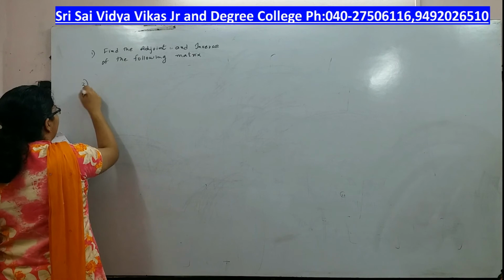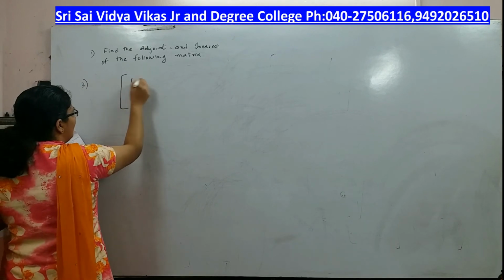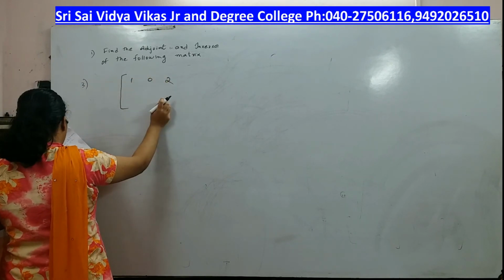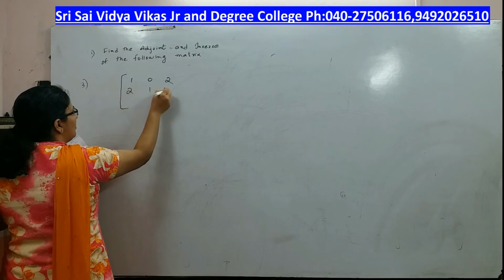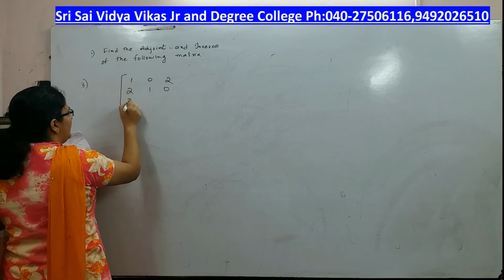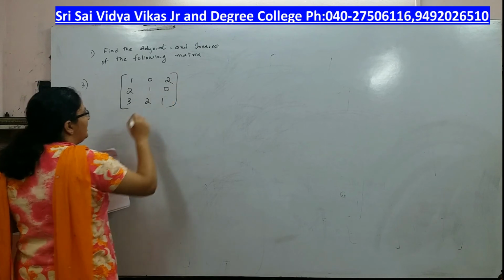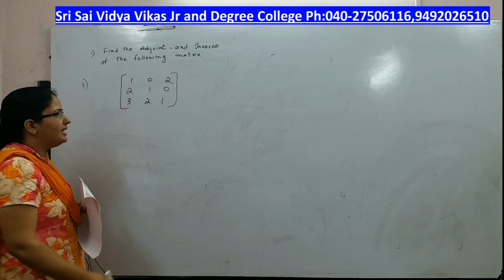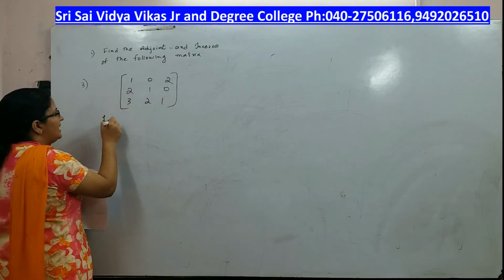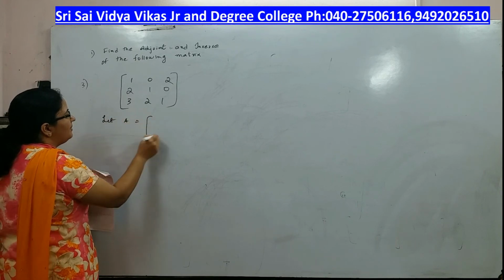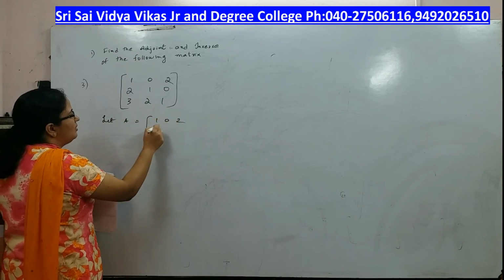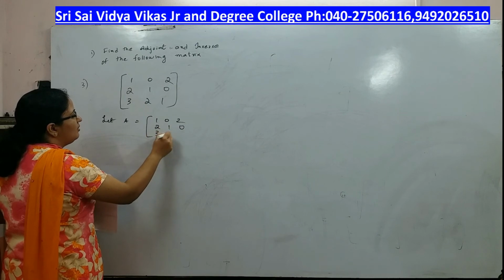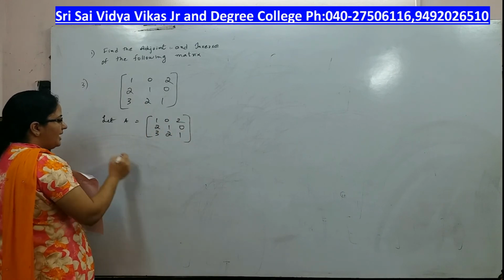Find the inverse of 1 0 2, 2 1 0, 3 2 1. Before finding the inverse, we have to find the determinant. Let matrix A be equal to 1 0 2, 2 1 0, 3 2 1. So you have to find det A first.